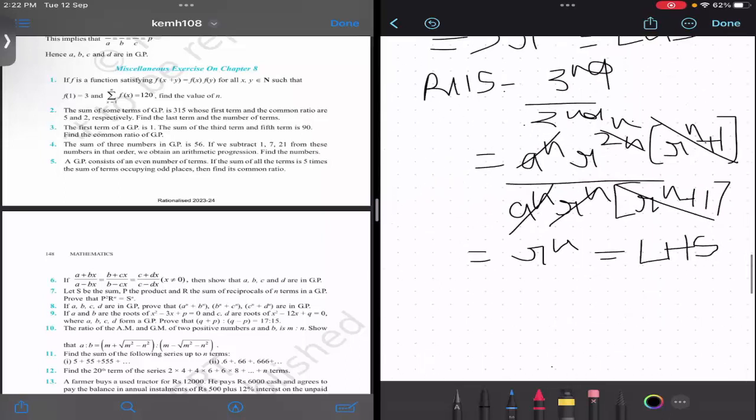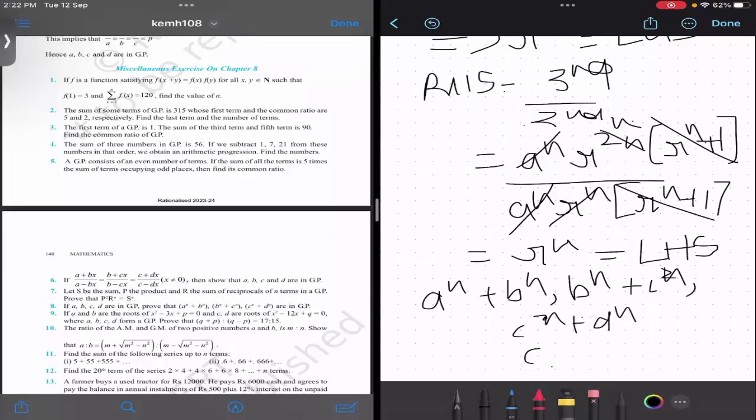And because the common ratio is going to be the same, we can say that a^n + b^n, b^n + c^n, and c^n + d^n are in GP.